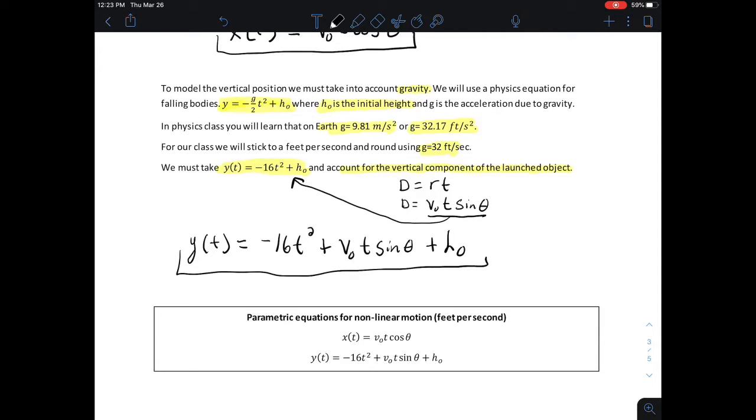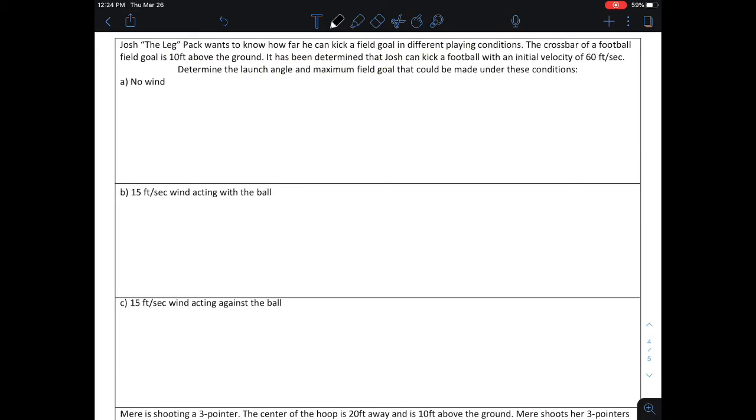And we're going to stay in feet per second in class here, and we're going to model with those two equations. Our first application problem for parametric equations, we're going to do a football example. So I have a football kicker, in this case Josh Pack, and he wants to know how far he can kick a field goal under different playing conditions.